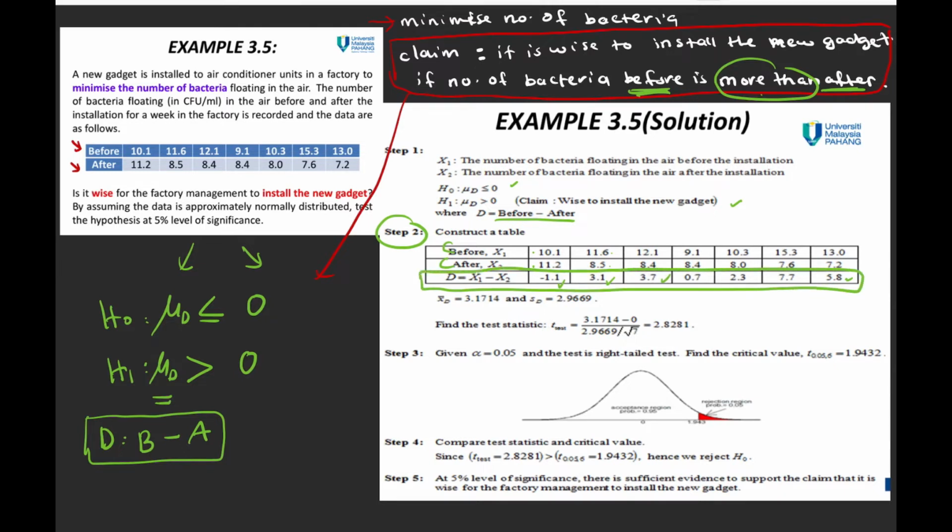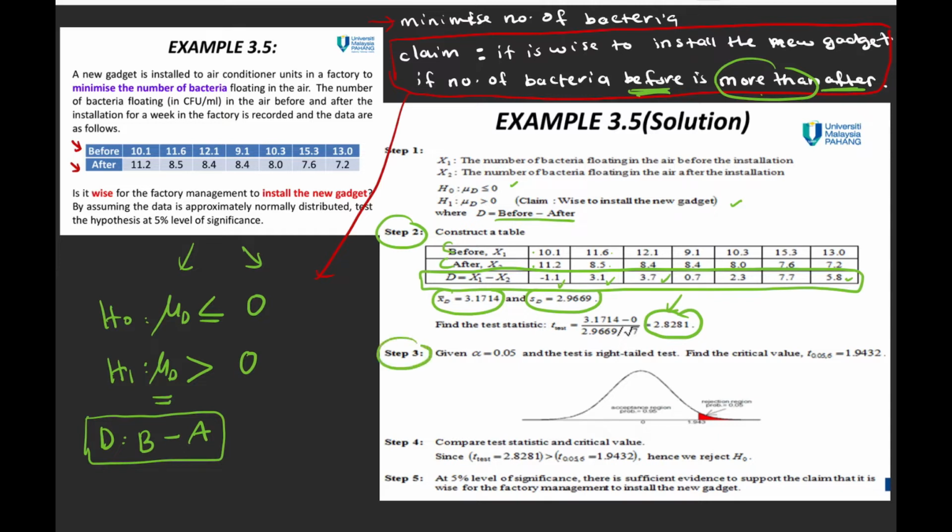So from this new data D, you put into your calculator and you come out with the x bar D and the SD. Okay, after you got the x bar D and the SD, you substitute into the formula of the t-test. You will get the t-test value is 2.8281. Okay, done for step number 2.